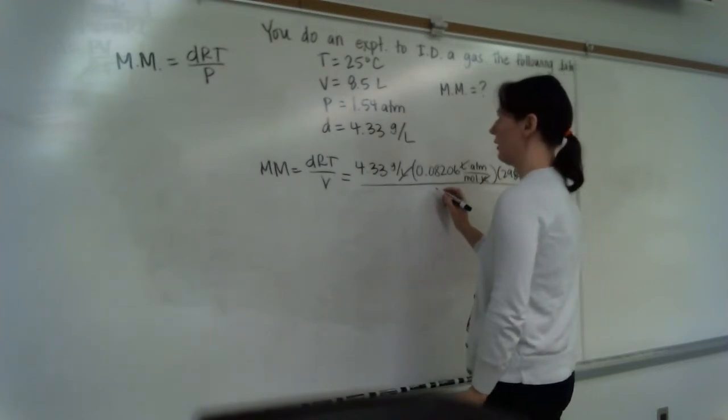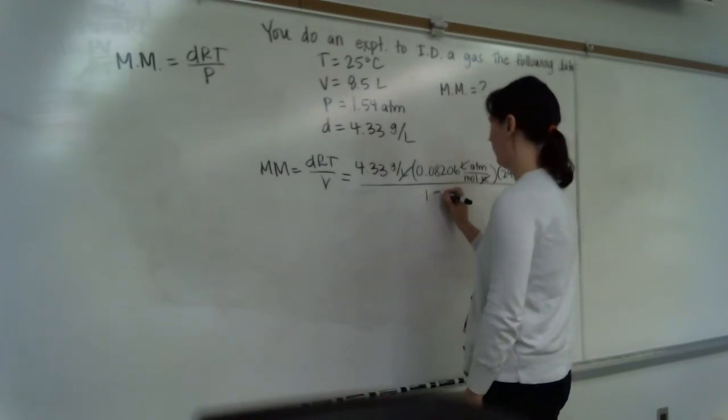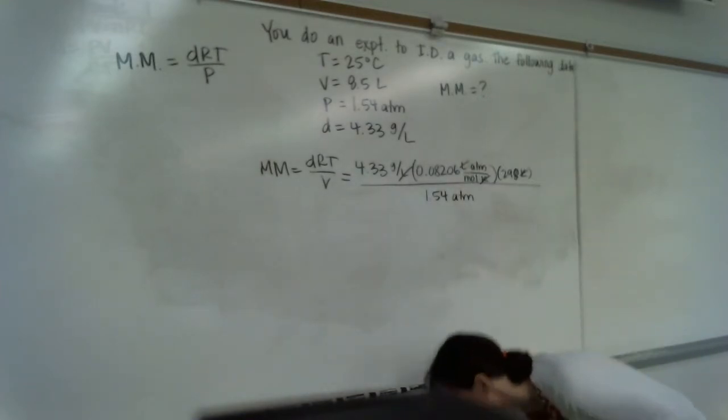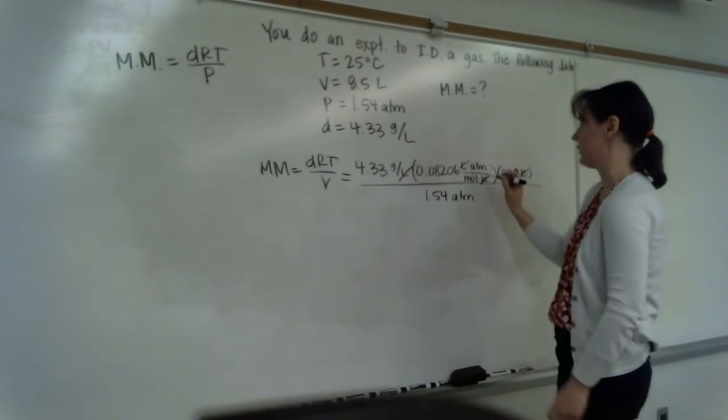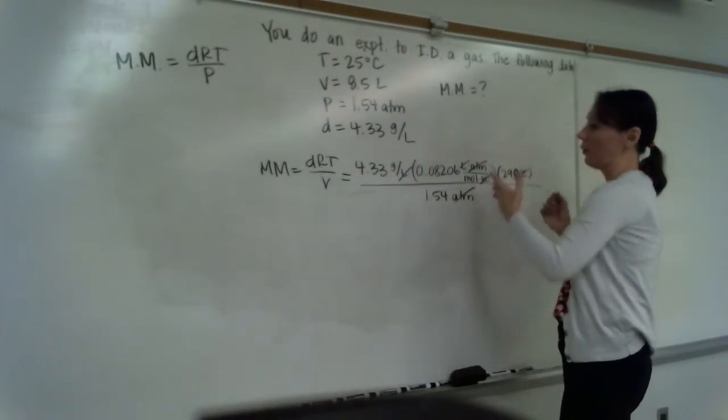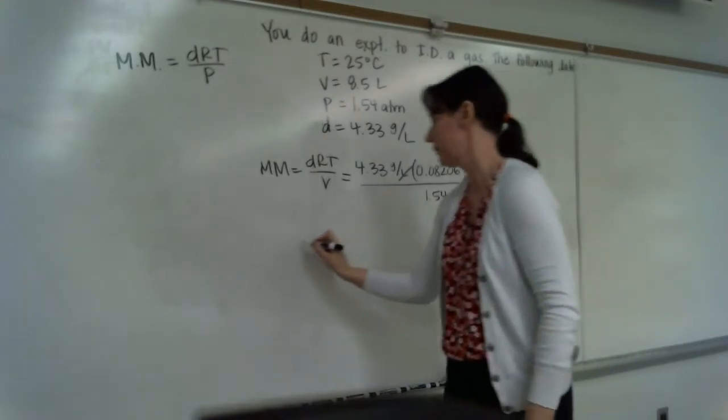There we go. Atmospheres is 1.54. See, that's why it's nice to plug in your units. Self-correct silly little mistakes. So now we're left with grams per mole, which is the units of molar mass.